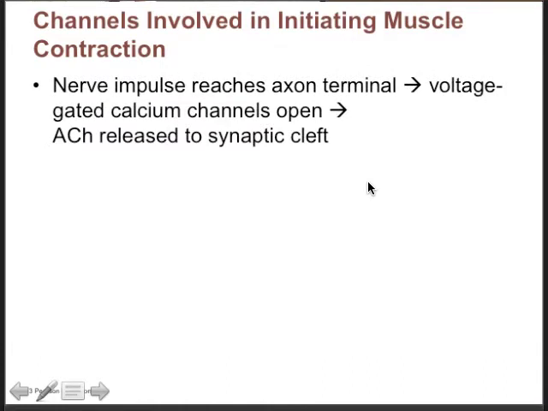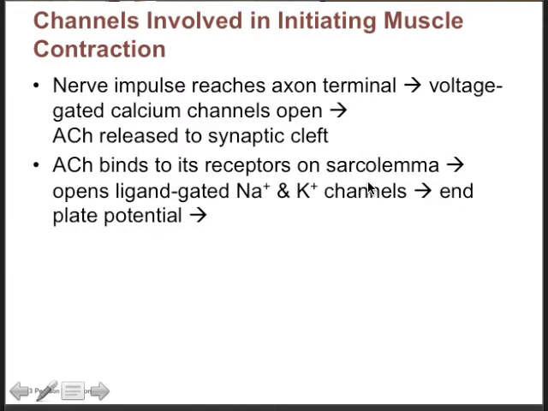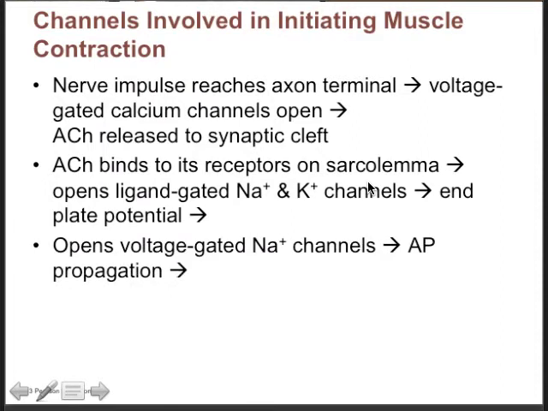So the nerve impulse reaches the axon terminal. The voltage-gated channels let the calcium into the terminus of the motor axon. Acetylcholine is released in the synaptic cleft as the synaptic vesicles fuse with the presynaptic membrane. The acetylcholine binds to its receptors on the sarcolemma. This opens ligand-gated sodium and potassium channels. This causes an end plate potential to be produced.